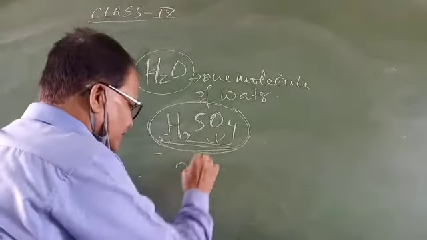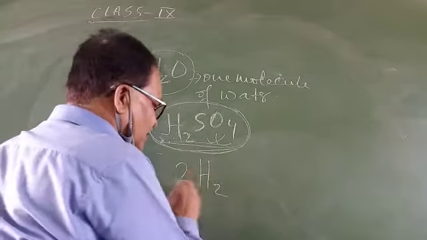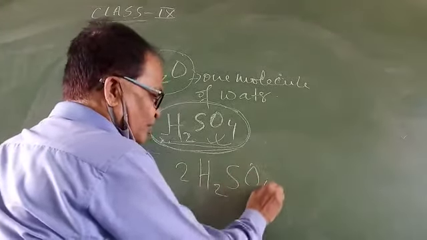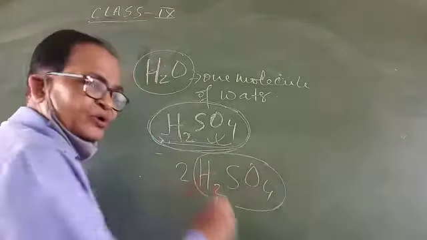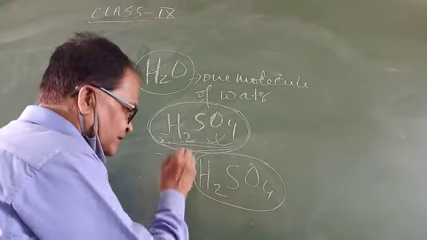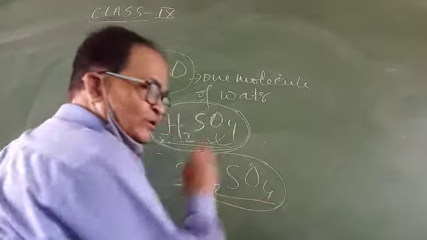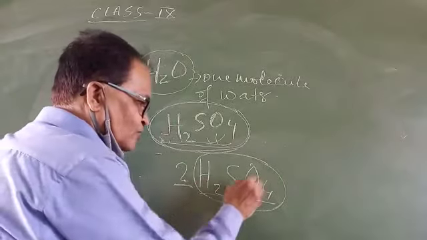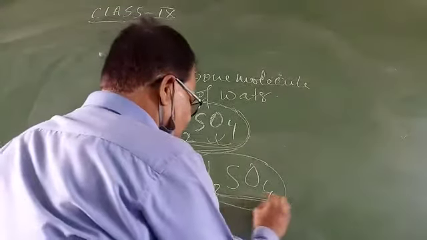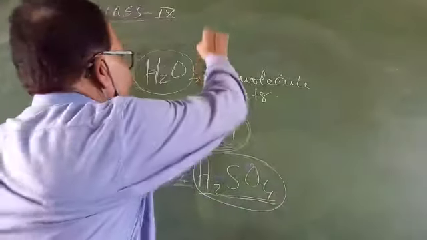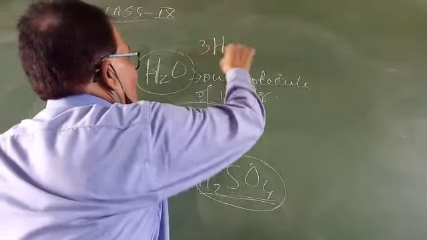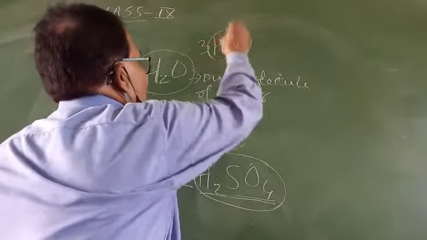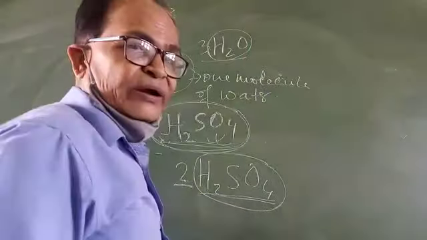The numeral written at the left of the molecular formula tells us the number of molecules. 2H2SO4 means 2 molecules of sulfuric acid. 3H2O means 3 molecules of water. Is it clear?